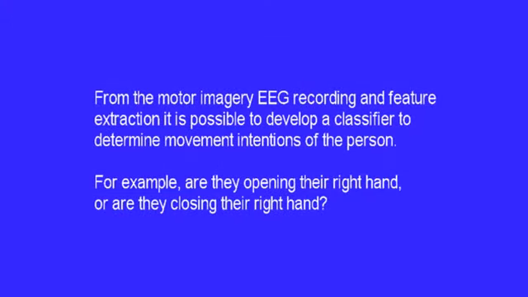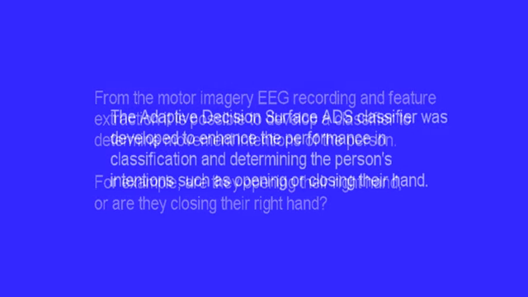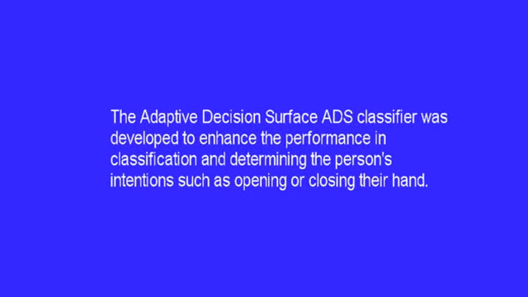From the motor imagery, EEG recording and feature extraction, it is possible to develop a classifier to determine the movement intentions of the person. For example, are they opening their right hand or are they closing their right hand? The Adaptive Decision Surface ADS classifier was developed to enhance the performance in classification and determining the person's intentions, such as opening or closing their hand.